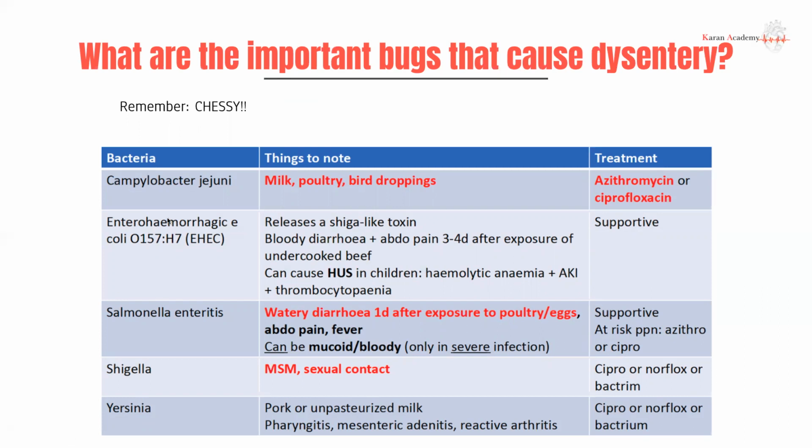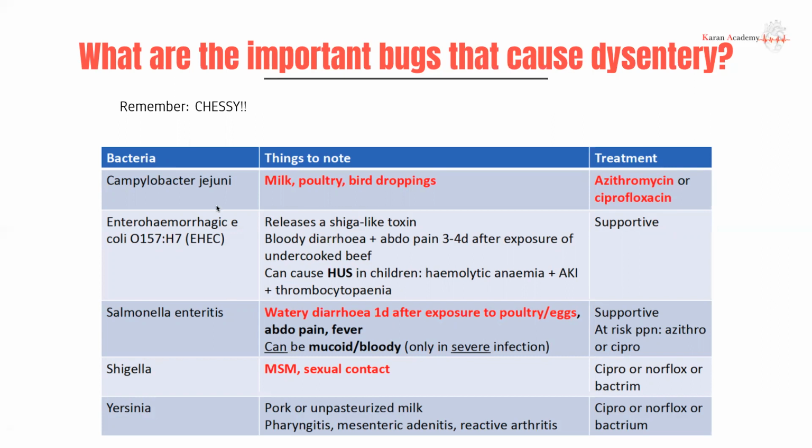Wait, am I missing one? I think I'm missing one, and I have blanked. Apologies. If anyone wants to chuck this in or remember them or look them up, please feel free to. I'm sorry. You have Campylobacter jejuni, hemorrhagic E. coli, Salmonella enteritis, Shigella, and Yersinia. All of these can cause diarrhea with blood in them, and that's really, really important to know.